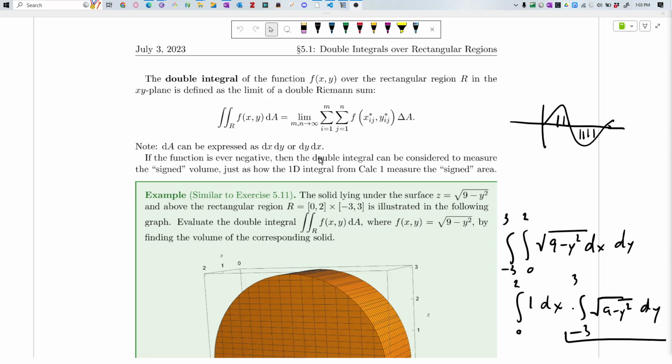Eventually we will do double integrals over surfaces where this will no longer be flat, and this will slightly change. We'll talk about that when we get there.